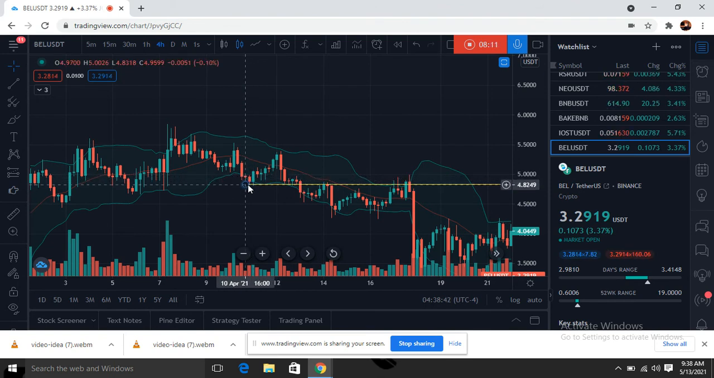That's why sometimes it's good to trade candlesticks in combination with support and resistance and indicators, because sometimes they're not always right. So that's the hammerhead, inverted hammerhead, doji, dragonfly doji and gravestone doji.